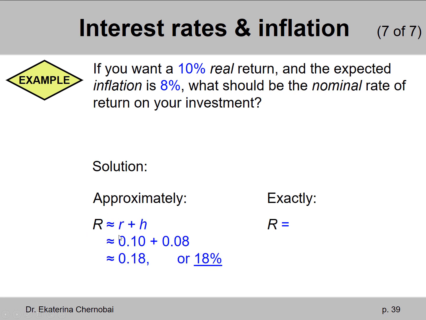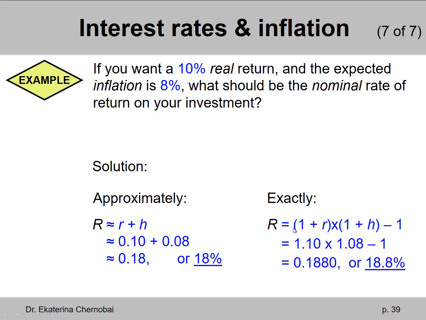The approximate solution is real rate plus inflation. So we add together 10% and 8% and get 18%. The exact solution will be just a little bit more complicated. So you would do 1 plus the real rate. Then you multiply that number by 1 plus the inflation rate. And then you subtract 1.